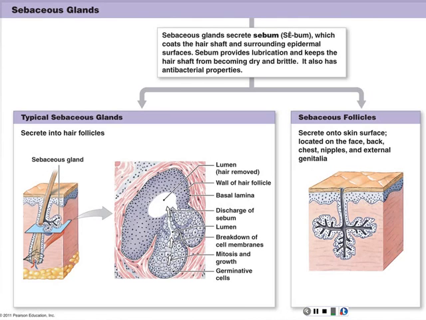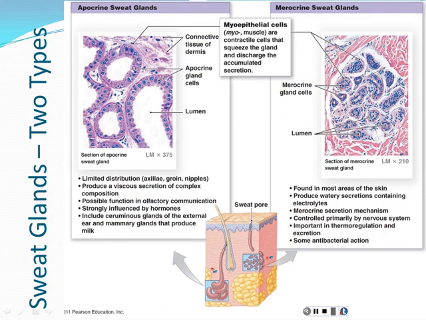If you want to compare it to conditioner that you'd use to take care of your hair, it's sort of our built-in conditioning system. Sebum is produced down in the follicle, but then it takes care of the hair that's above it. All right. Then we have two kinds of sweat glands. We have apocrine sweat glands and merocrine sweat glands.